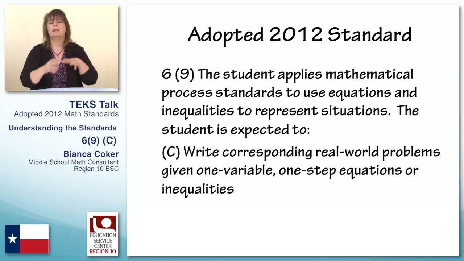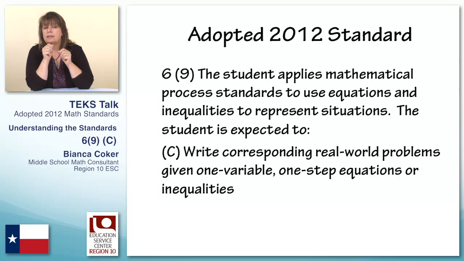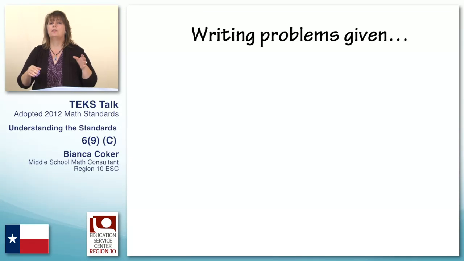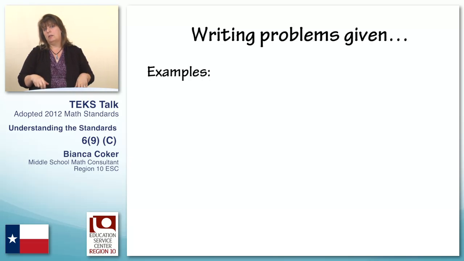6-9C states that the student applies mathematical process standards to use equations and inequalities to represent situations. The student is expected to write corresponding real-world problems given one variable, one step, equations, or inequalities. All right, what that means is our students are writing problems given equations or inequalities. They need to be able to look at an equation or an inequality and interpret it.